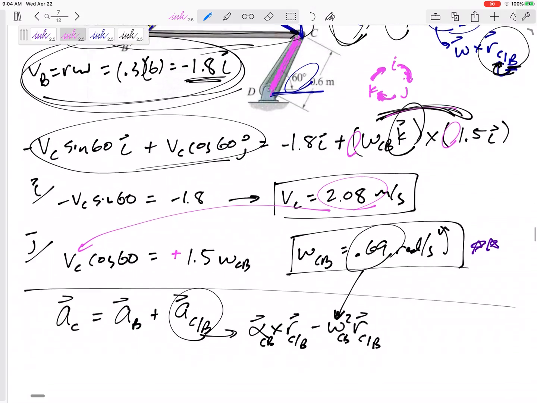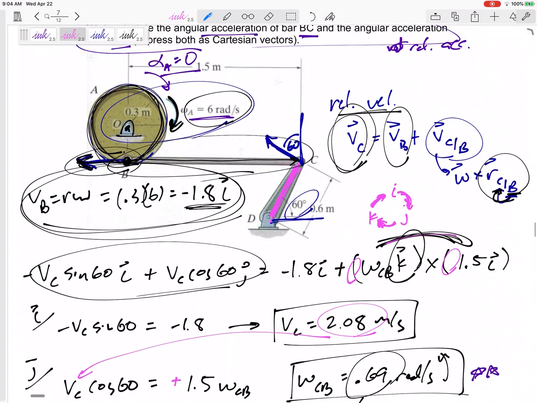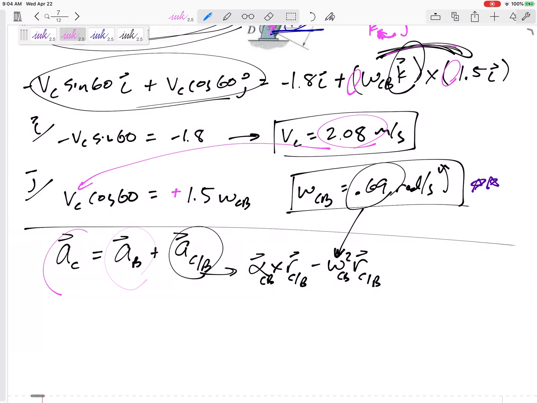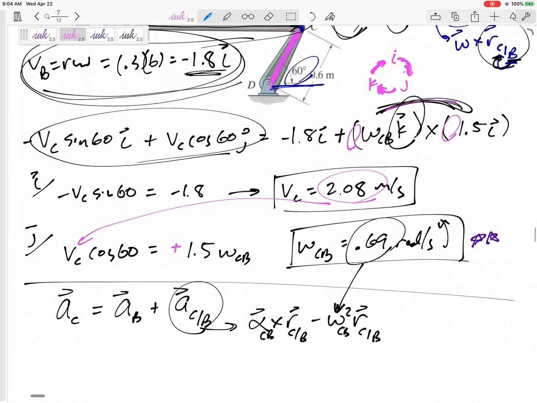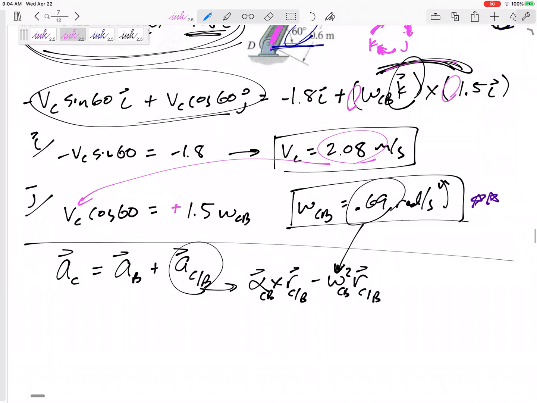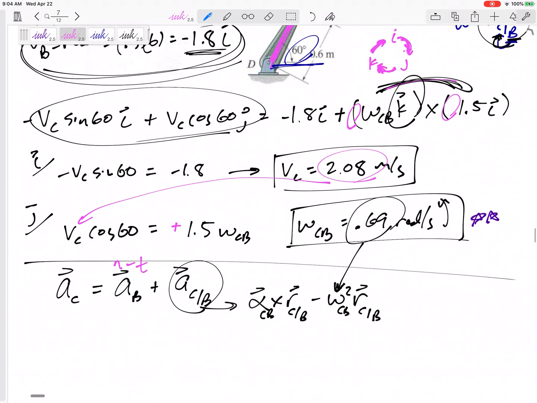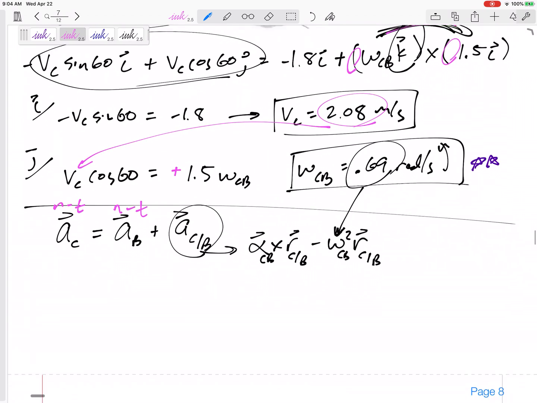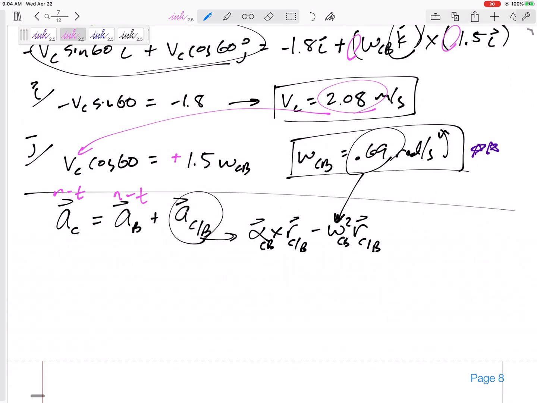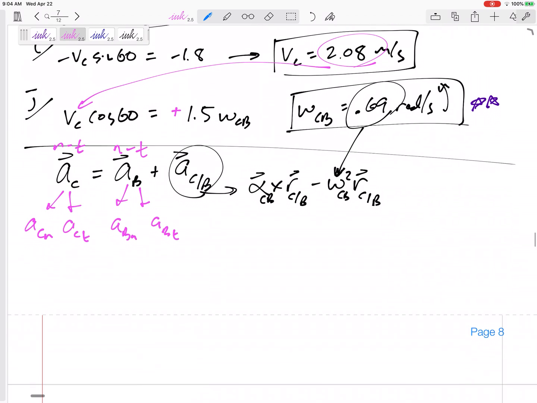Next thing I like to do is make a note of this point B and point C. Are those linear or normal tangential? Point B is normal tangential, right? Because of what it's connected to. And that disk is traveling in a circular path, so don't forget about the normal acceleration in addition to the tangential acceleration. Also, point C is normal tangential. So let's think about both of those. AC normal, AC tangential. AB normal, AB tangential.